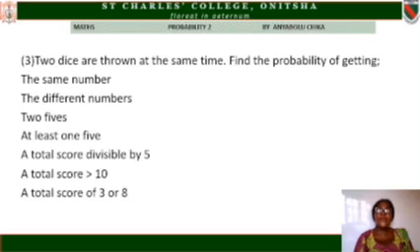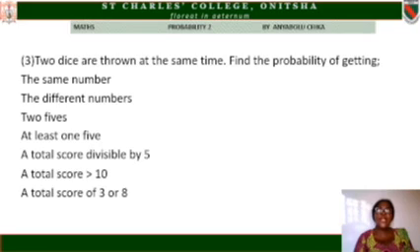Example 3. Two dice are thrown at the same time. Find the probability of getting A, the same number; B, different numbers; C, two 5s; D, at least one 5.